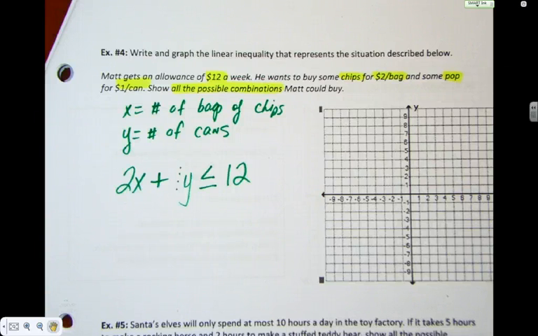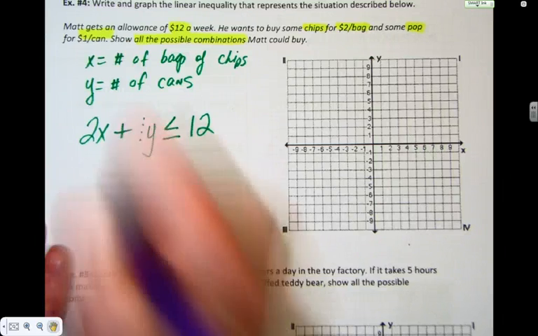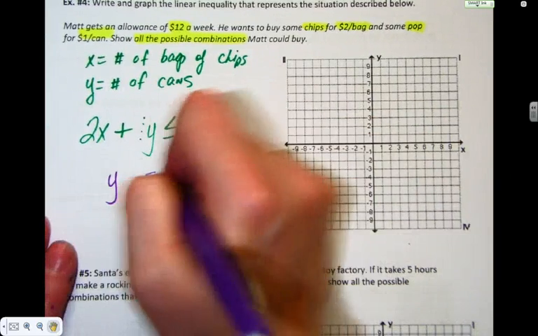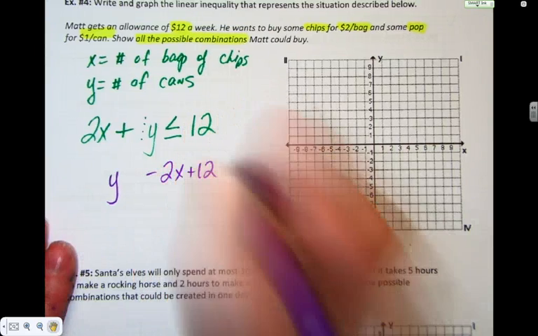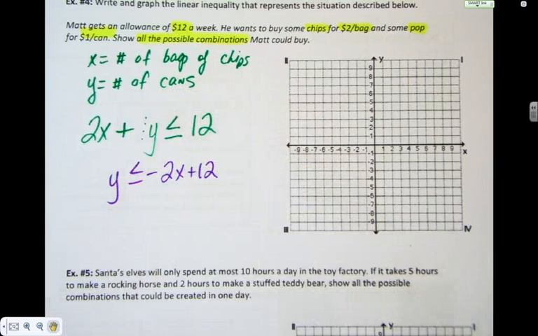Now we're just like example 1 and 2. Once we have the equation, we don't care about anything else. How do I graph this? Yes, isolate y. How do I get rid of the 2x? Flip the sign, not flip the sign. Why do we not flip here and we flip before? We're not dividing by a negative, we're just subtracting, and subtraction is a-okay, so this is still less than.